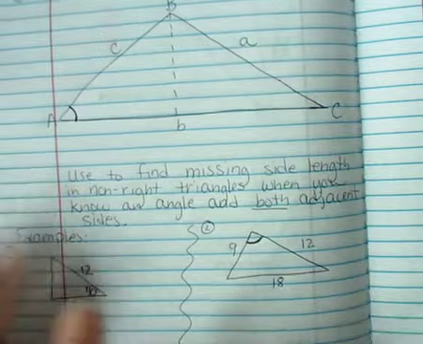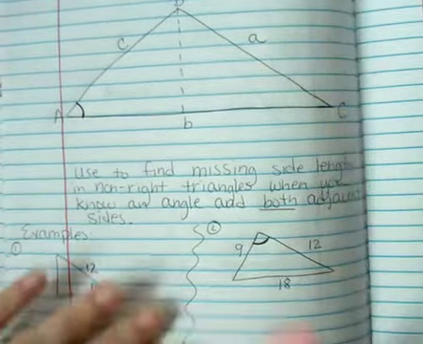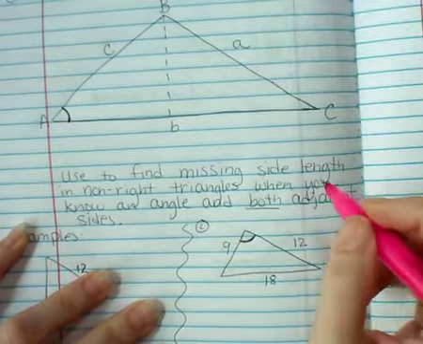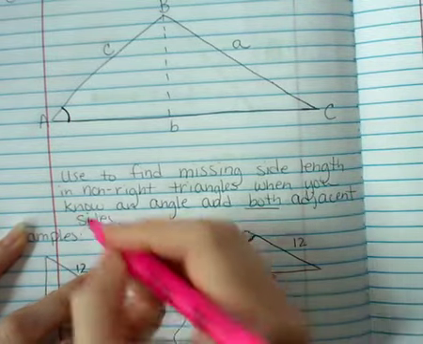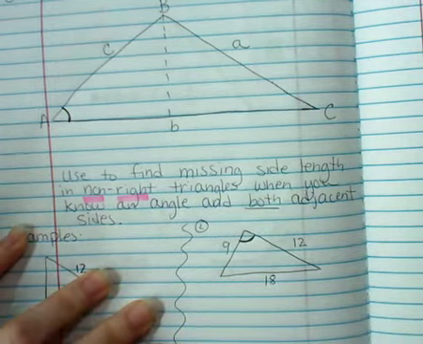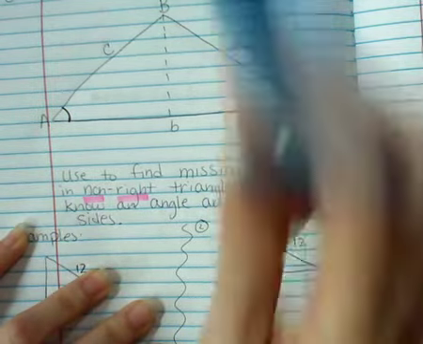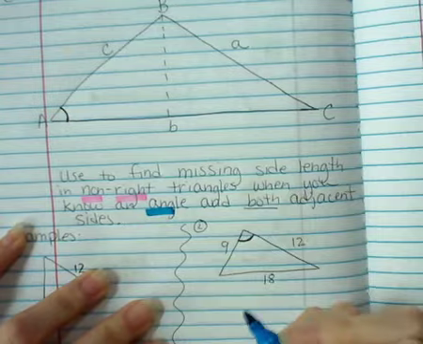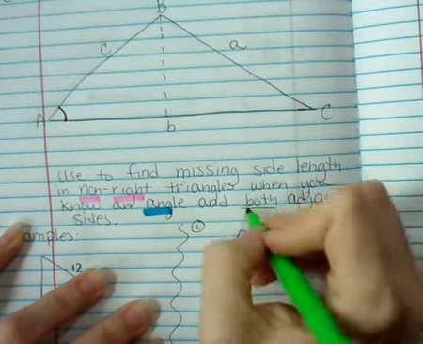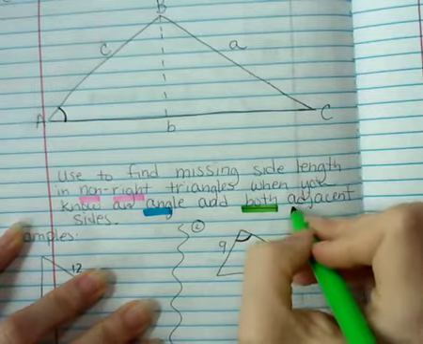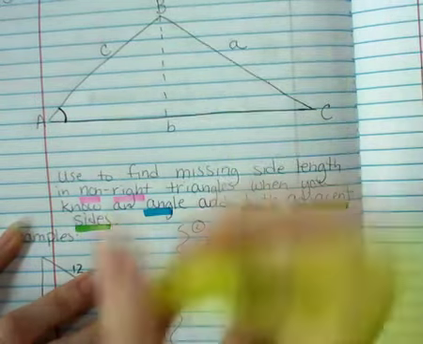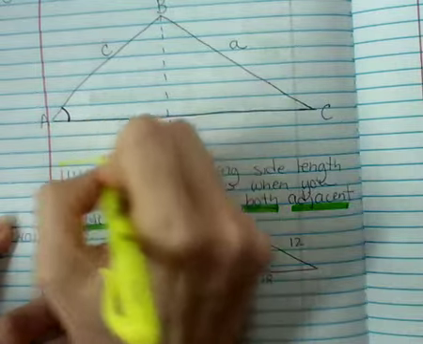So you may want to make a note to yourself that we use the law of cosines to find a missing side length in non-right triangles. So non-right triangles, when we know an angle and both adjacent sides. So that's when we will be using our law of cosines.